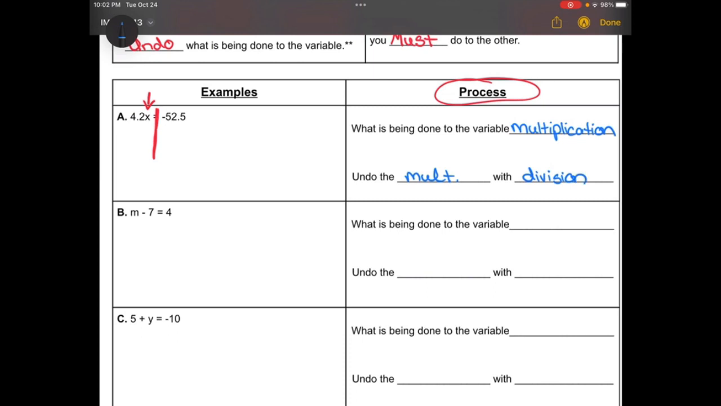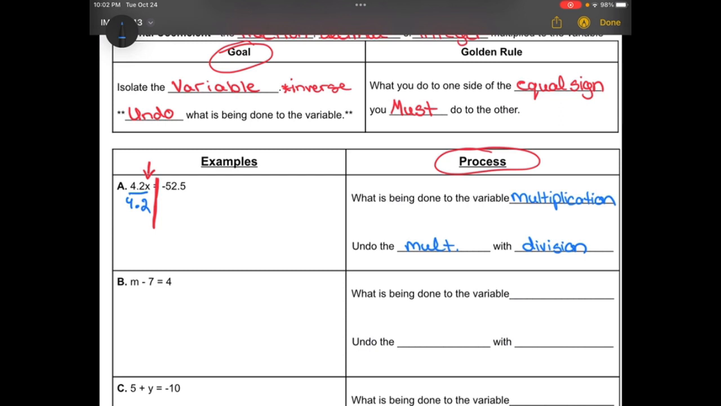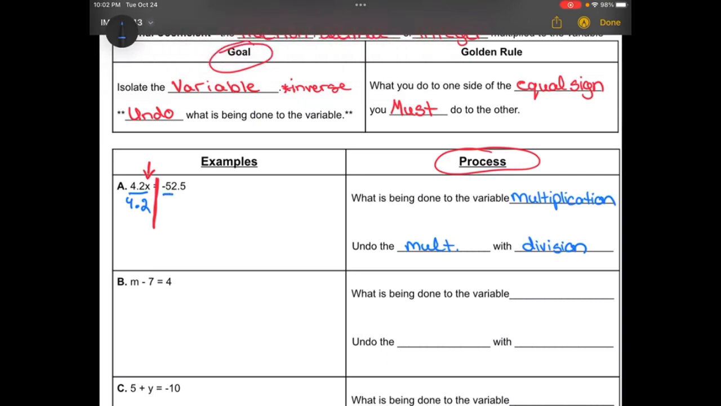So we are going to divide by 4.2 to get x by itself. To get 4.2 away from x, you have to do the opposite of multiplication. Inverse, we're going to divide. Back to our golden rule. What you do to one side, you must do to the other. So if I am dividing by 4.2 on the left side of the equal sign, then I have to divide by 4.2 on the right side of the equal sign.